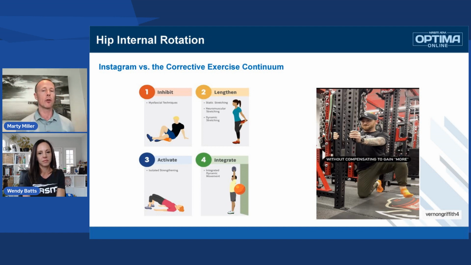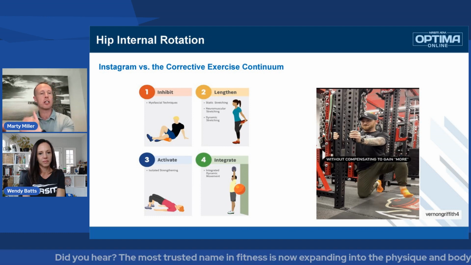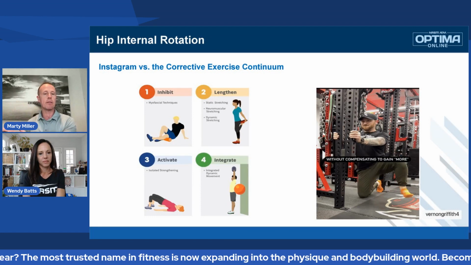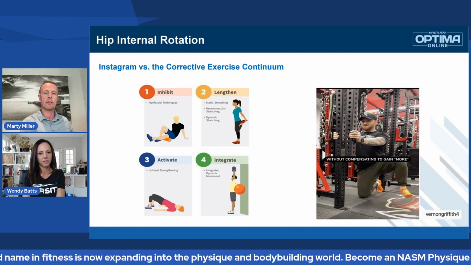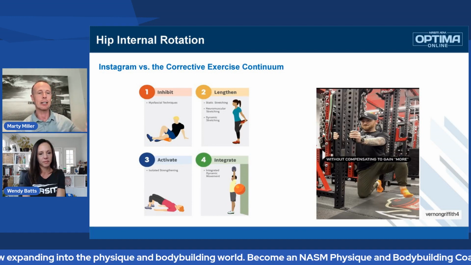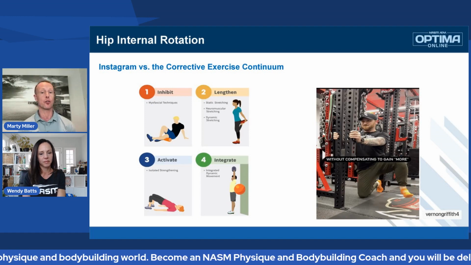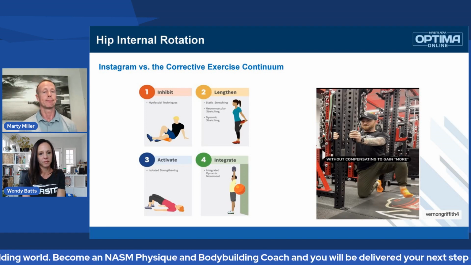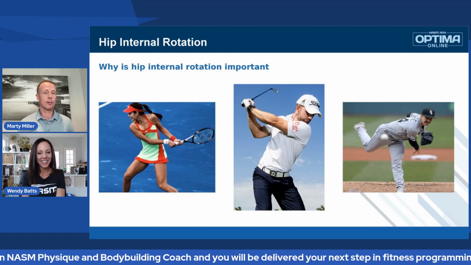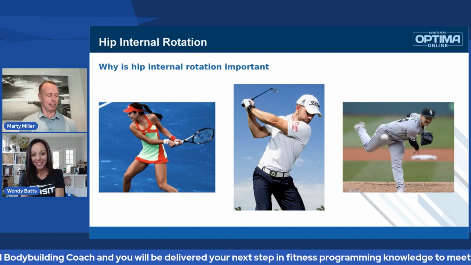So there's one way you can find content. When you see someone like Vernon doing hip mobility stuff, plug it backwards into one of these four continuums. Is it the inhibit? Is it the lengthen? Is it the activate? Is it the integrate? Don't just do it for the sake of doing it. Even if they're putting little nuggets of information out there, try to take that bit of information and put it back into your corrective exercise continuum, so you know exactly where these types of exercises or drills could be used. Yes. And just because it's on Instagram doesn't mean that it's right.